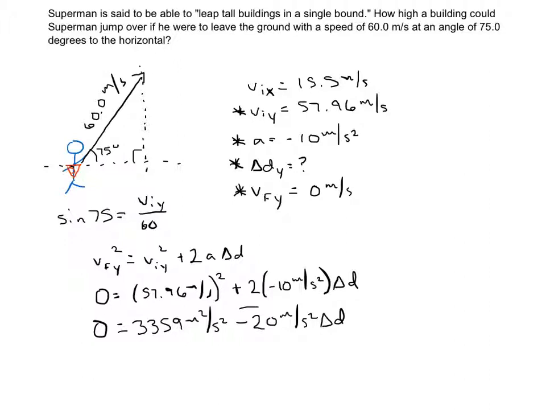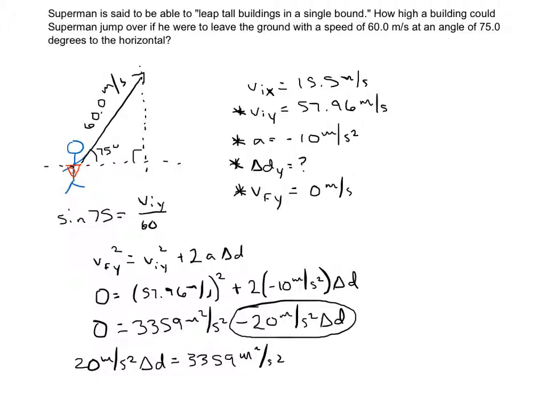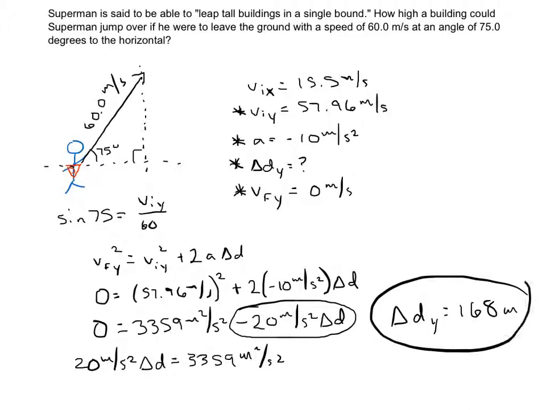Again, I'm going to move this piece over to the left side of the equation by adding it to both sides. So we're going to get 20 meters per second squared delta D equals 3,359 meters squared per second squared. And then the last step here is simply to divide by 20, and we should get here delta dy equals 168 meters. So Superman could jump over a 168 meter tall building.